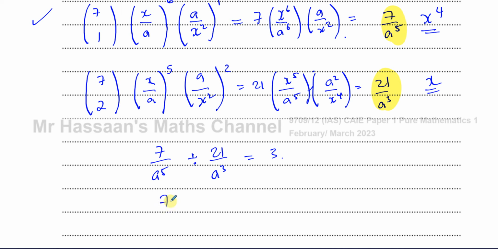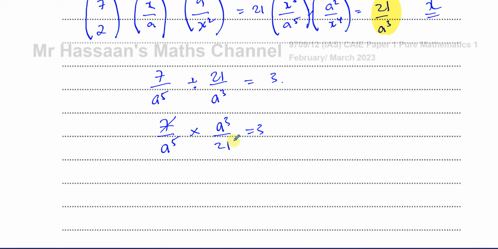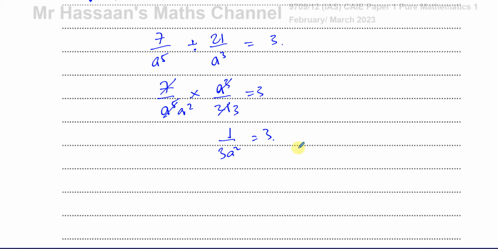So first of all, when you're dividing two fractions, you can change the sign and write the reciprocal of the fraction after the sign. Okay, and we can see here that 7 cancels with 21, leaving you with 3. And a to the power 3 cancels with a to the power 5, leaving you a to the power 2. So we're left with 1 over 3a squared equals 3. If we rearrange this equation, we can multiply both sides by a squared. So you're left with 1 over 3 equals 3a squared.